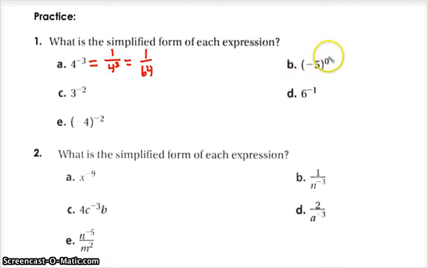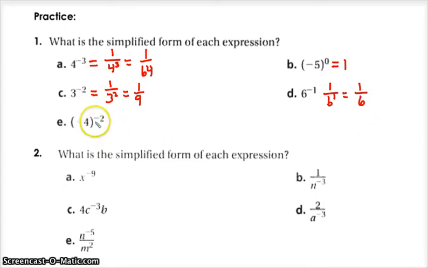B. I've got negative 5 to the 0 power. I know that anything to the 0 power is 1. Done with that one. Now, for C, 3 to the negative 2 power. Well, I know that's 1 over 3 to the second power. 3 to the second power is 9, so my final answer is 1/9. Moving over here to D, I've got 6 to the negative 1 power, which is 1 over 6 to the first power. And 6 to the first power is just 6, so my final answer is 1 over 6.